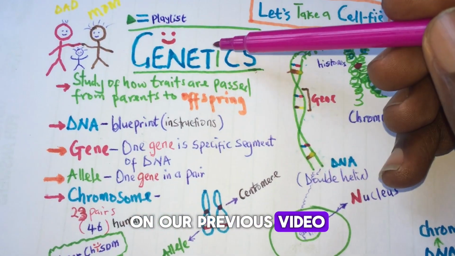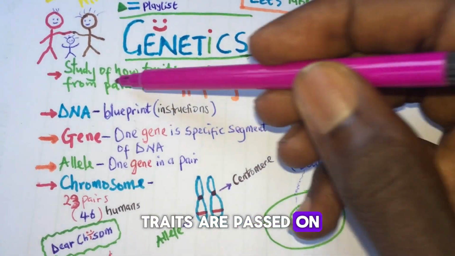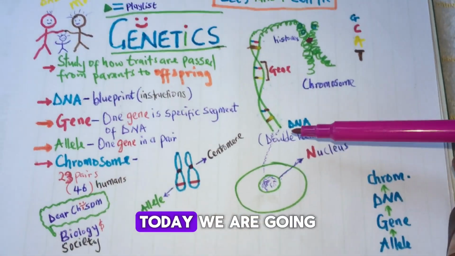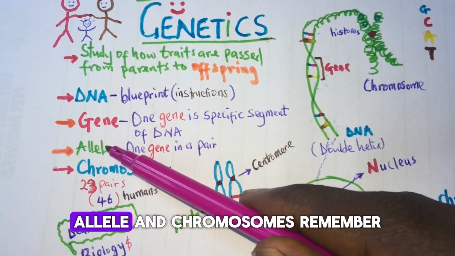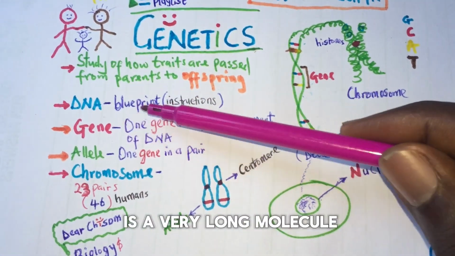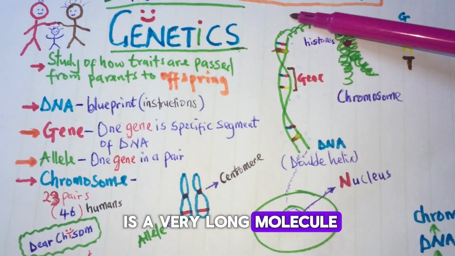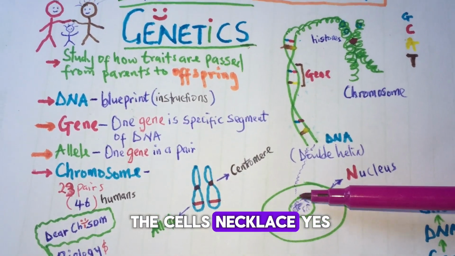On our previous video, we talked about genetics, the study of how traits are passed on from parents to their children. Today, we are going to be defining these genetic terms: DNA, gene, allele, and chromosomes. Remember, we said that DNA is a very long molecule that resides inside of the cell's nucleus.